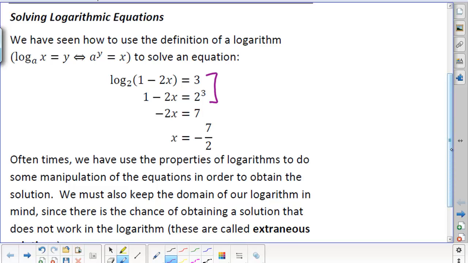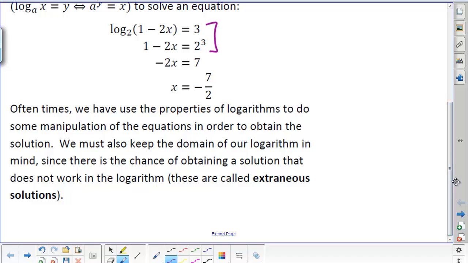One thing we did say we have to keep in mind is sometimes we have to check our answers once we get the solution and make sure that they also work in the logarithm, keeping in mind what the domain of the logarithm is. You would need to go back and plug in that value to make sure that that 1 minus 2x is a positive value. So that's something we'll keep in mind as we go through and solve these equations.